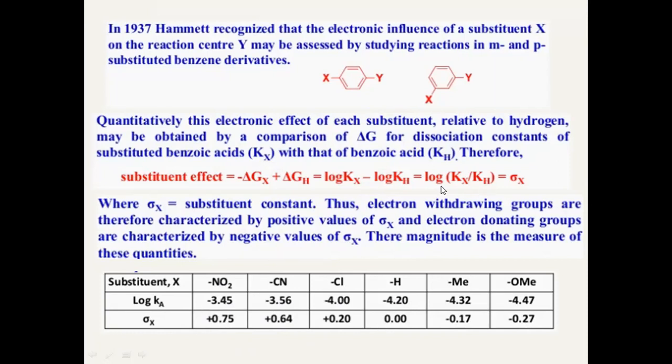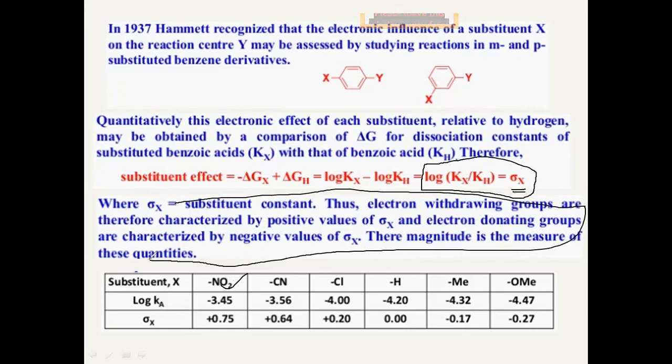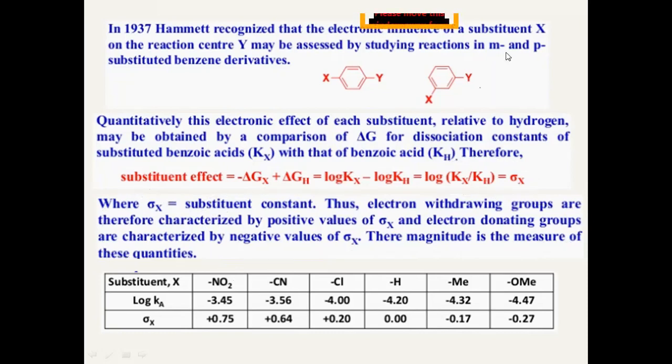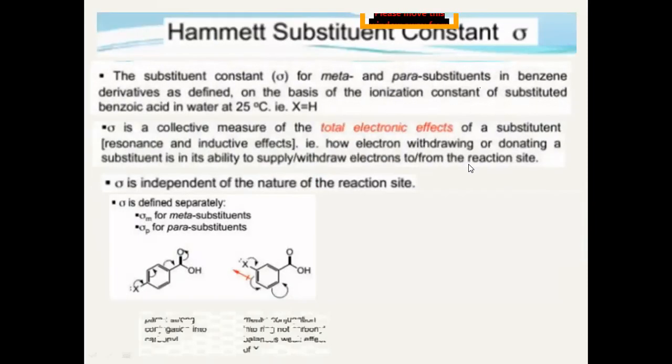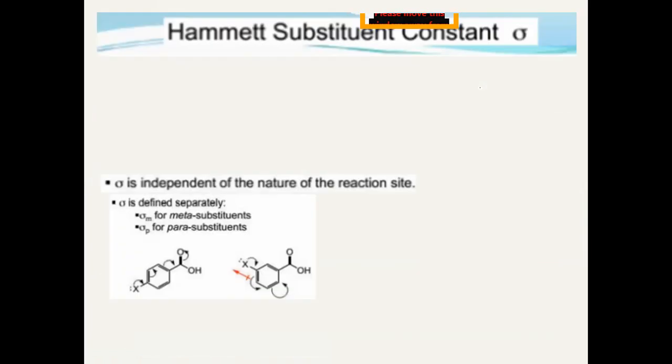So from this table and equation, this is a very interesting equation. One can easily say that sigma x will be positive if electron withdrawing groups are present. So you must remember this. You must memorize this. Okay. Next point. Now see, Hammett substituent constant.